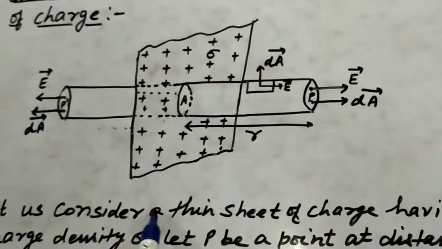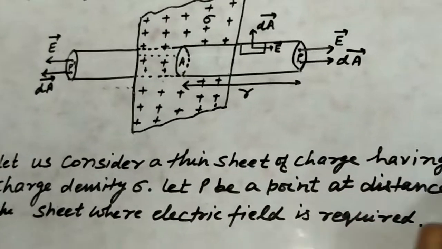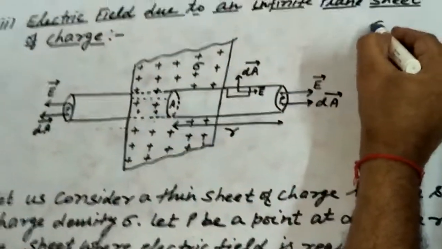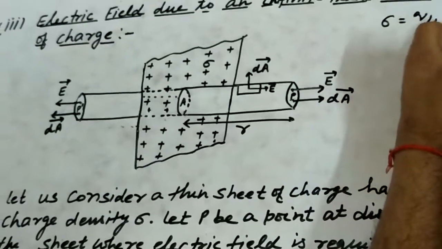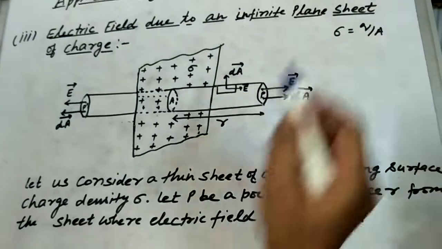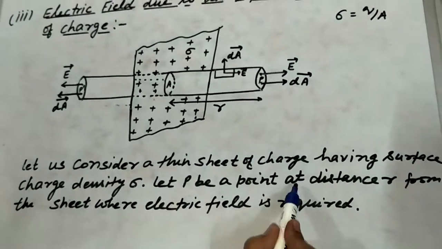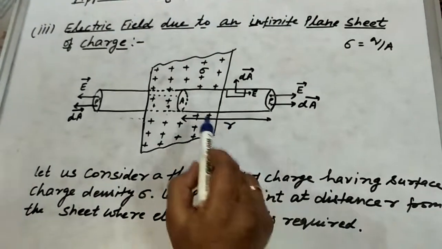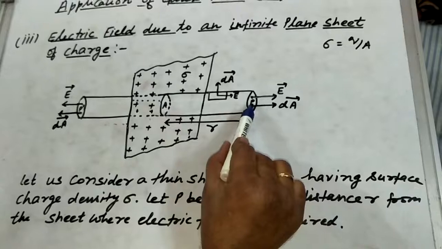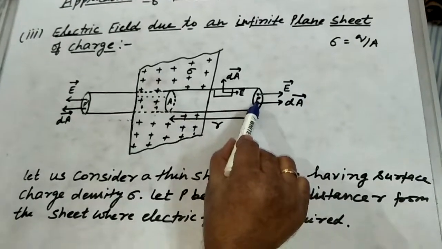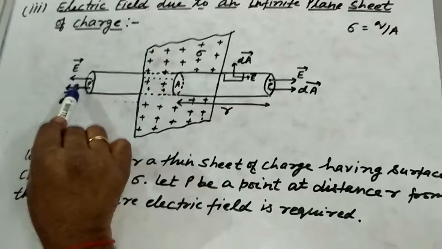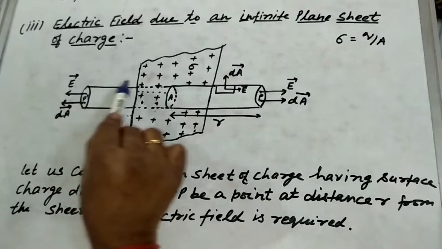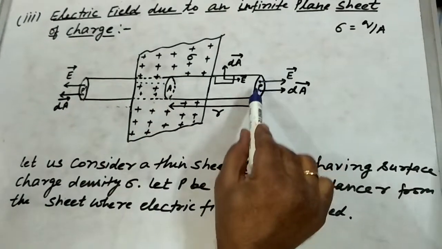So let us consider a thin sheet of charge having surface charge density sigma, and all of you know surface charge density sigma is equal to Q by A, charge per unit area. And let P be a point at distance r from the sheet where the electric field is required. Symmetrical to this point P, you can also take another point P dash on the other side of the sheet, and now we will draw a Gaussian cylinder cutting the sheet and passing through the points P and P dash.